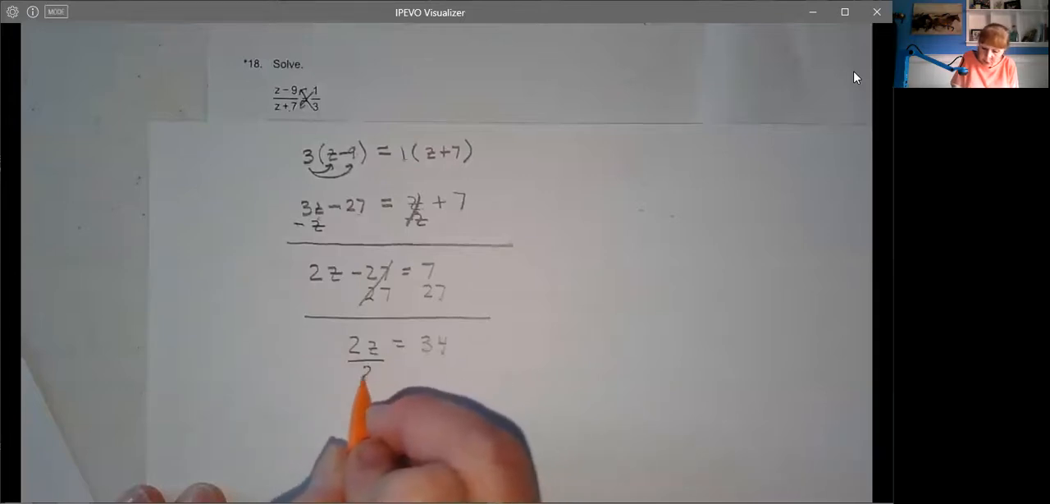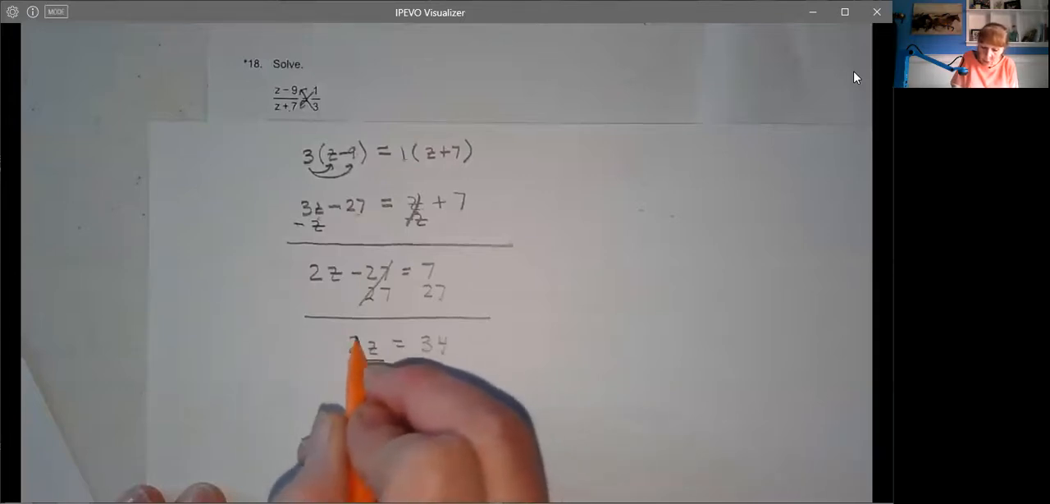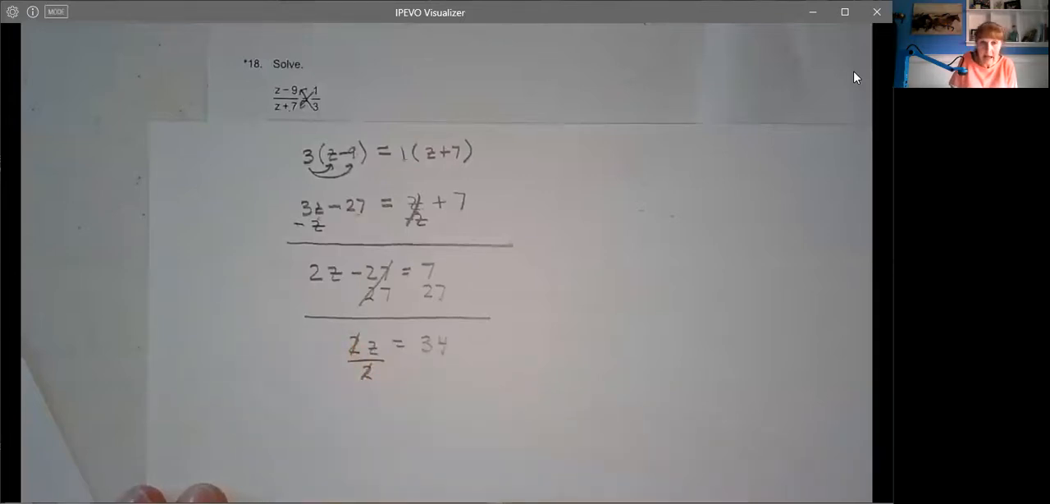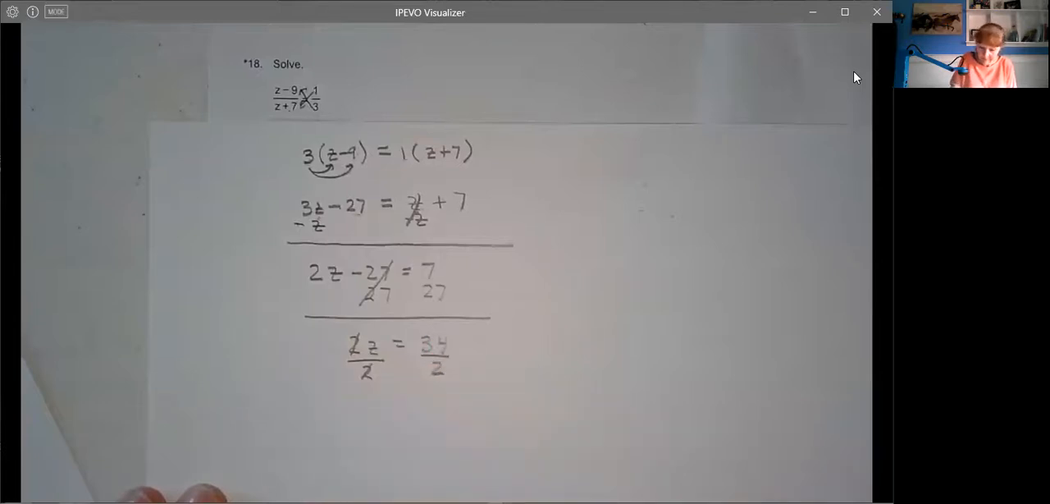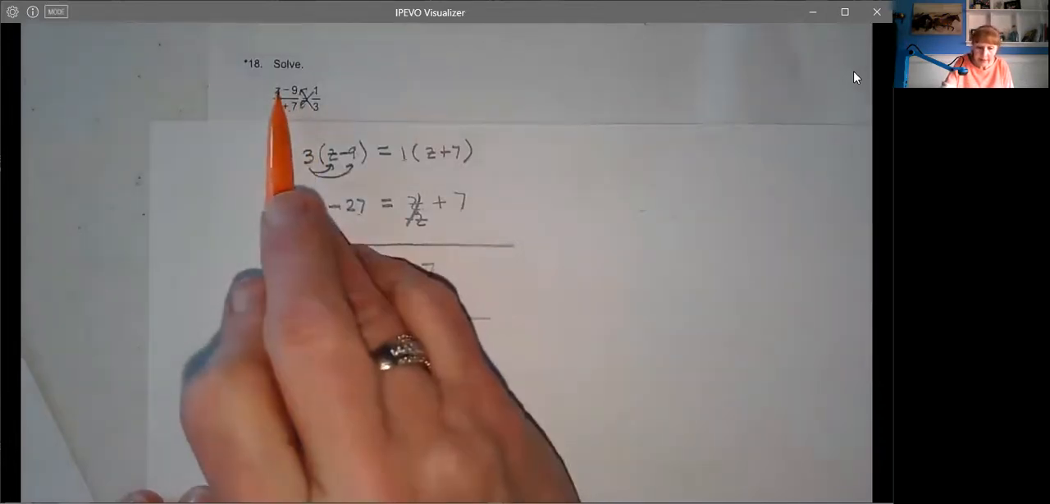Divide by 2 to separate, because you want a 1 in front, so they cancel out. You've got a 1, but you have to divide by 2 over there. So z is equal to 17. Yay. And you can set it back in.